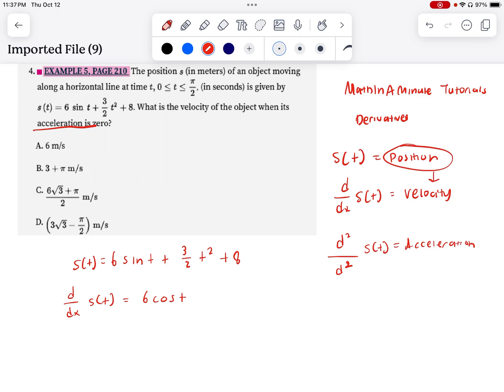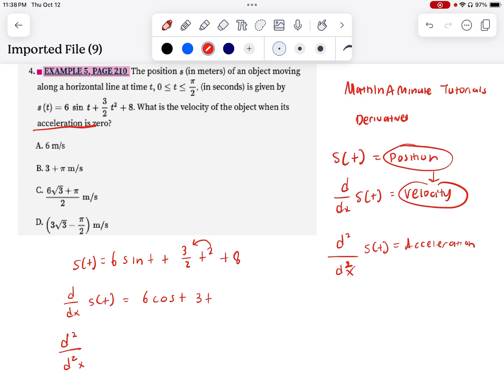And using the power rule, we'll take this down and we'll get 3t, and we subtract 1 from the power. And obviously all constants, the derivative of a constant is 0, so we'll just leave that blank. So now we have velocity. Now we also need to find acceleration because, as I mentioned before, we want to find the velocity of the object when its acceleration is 0. So let's do that.